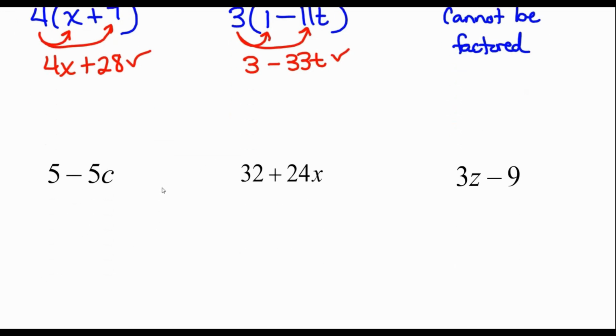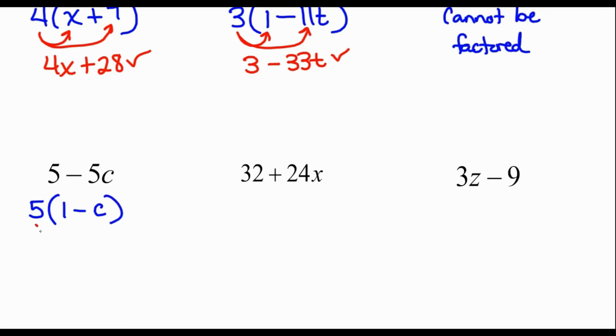Down here we have 5 minus 5c. The greatest common factor of these two terms is 5. These are both divisible by 5. And 5 divided by 5 is 1. And 5c divided by 5 is 1c, or just c. And that's my factored form.